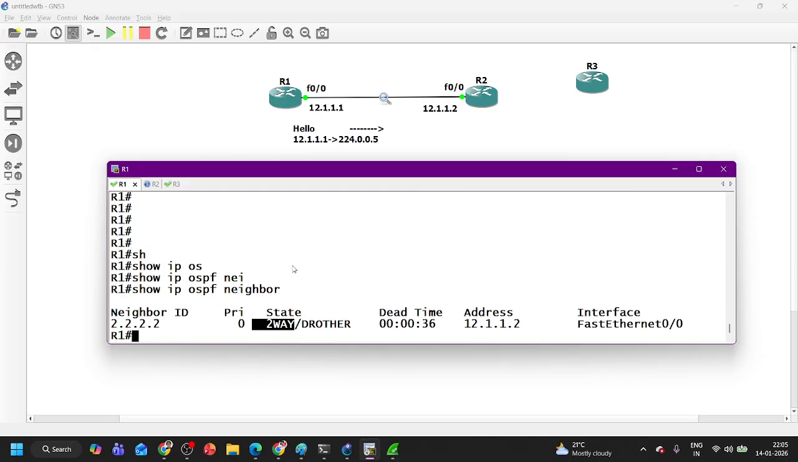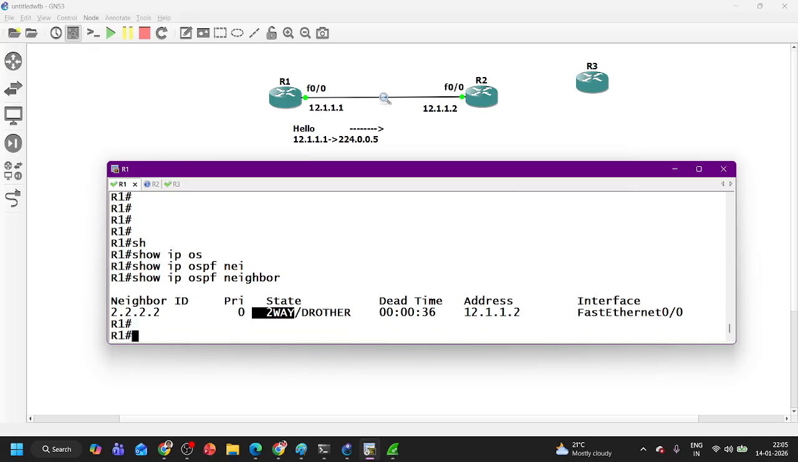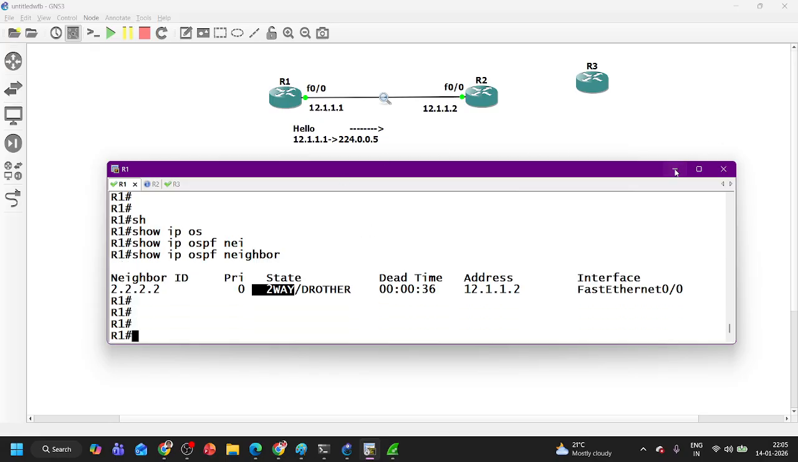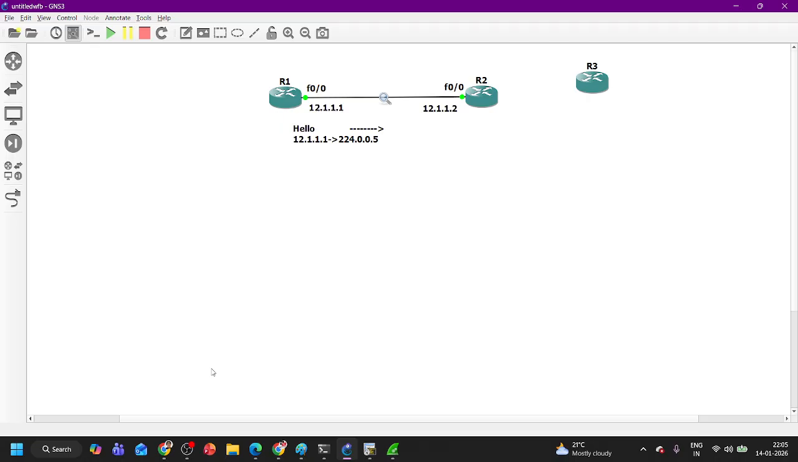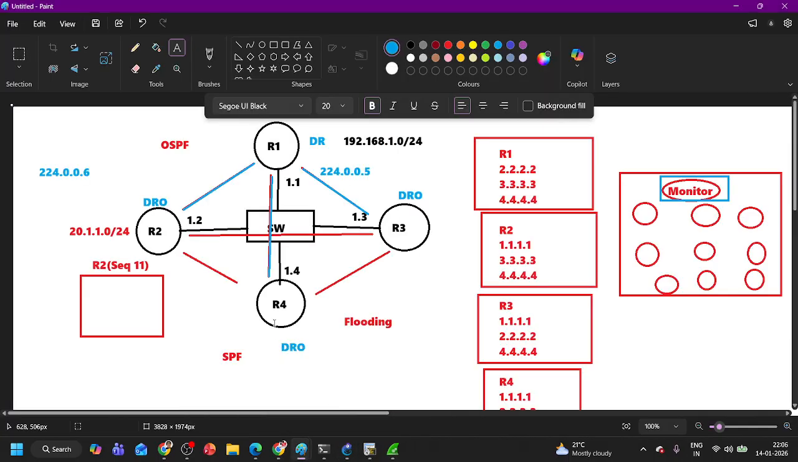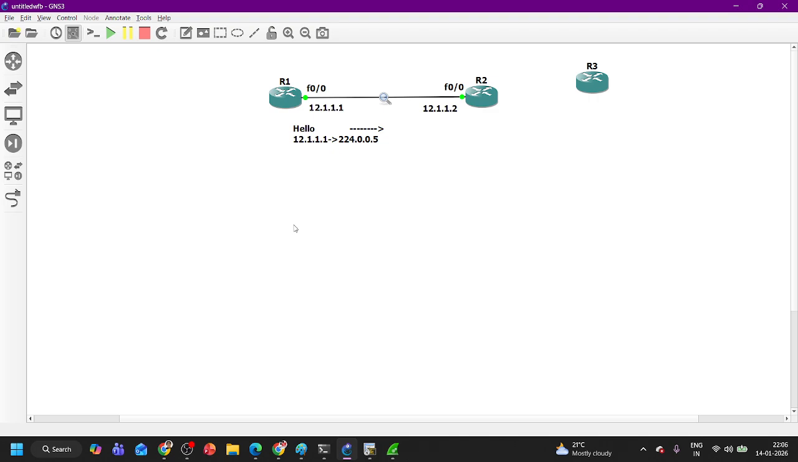OSPF neighborship is stuck in two-way state. What can be the reason? The reason can be that DR and BDR routers are not able to elect a DR router. Right? Now understand the election criteria of DR. Which router will become DR? Based on whatever information is exchanged in the hello message, the DR BDR election will happen. Because the DR BDR election is happening in two-way state. Till two-way state, routers have only exchanged hello messages.